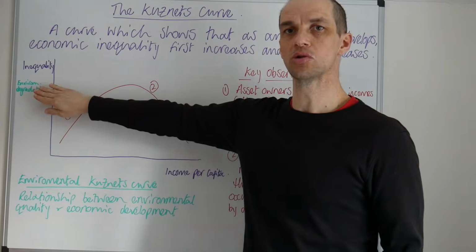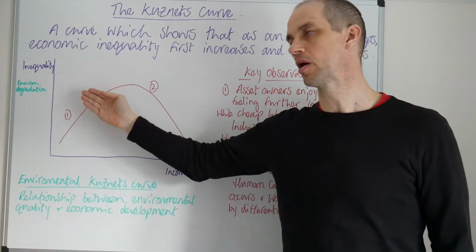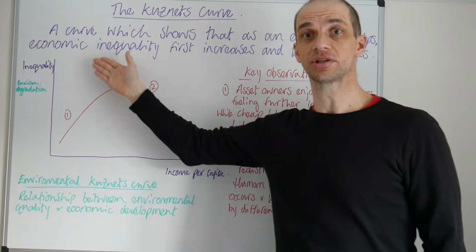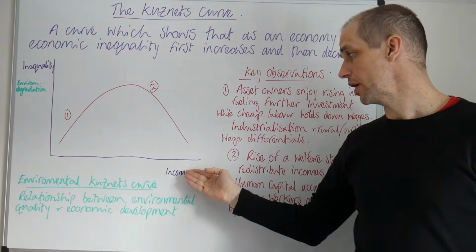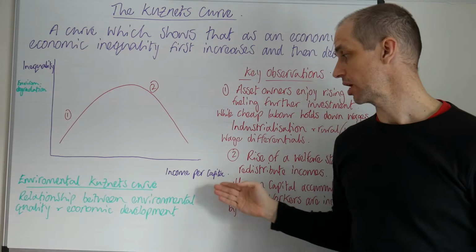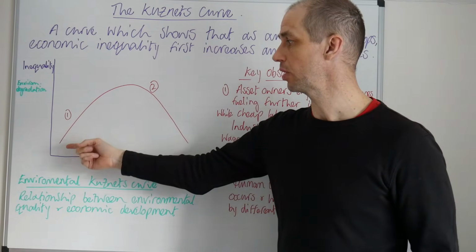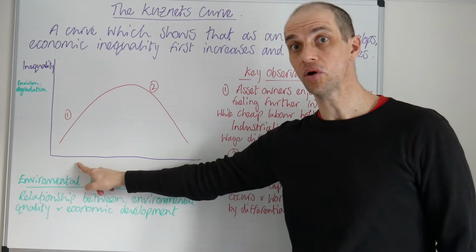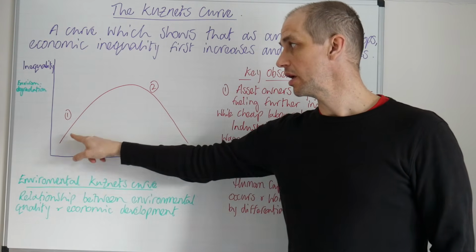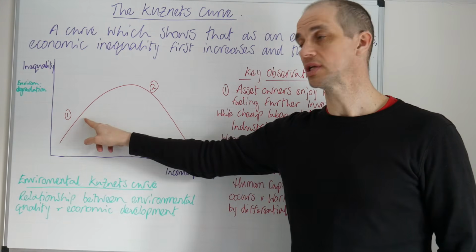Now please just ignore the green writing I've got written there, we'll come on to that in just a moment. I want you to just focus on our vertical axes having inequality and on our horizontal axes having income per capita here. Now what we can see firstly taking place is that as the economy grows and income per capita rises, then the level of inequality also increases.